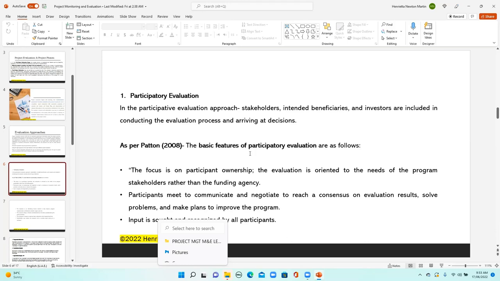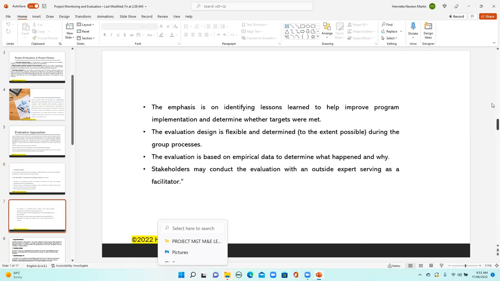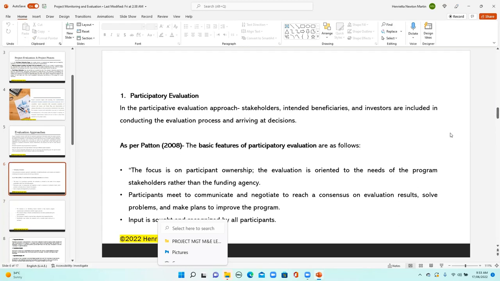Now, as per Patton in 2008, the basic features of this evaluation approach are as follows. He says one is the focus is on the participant.